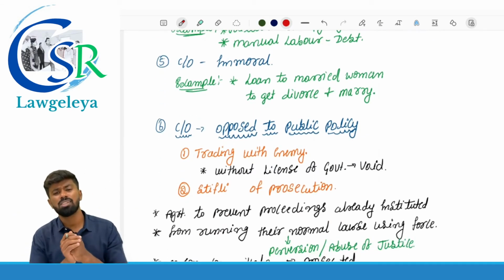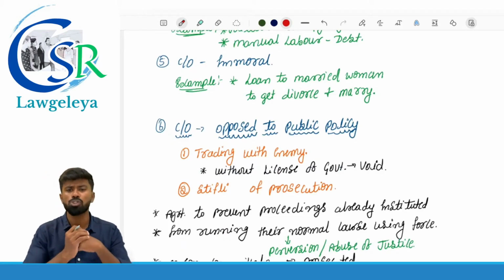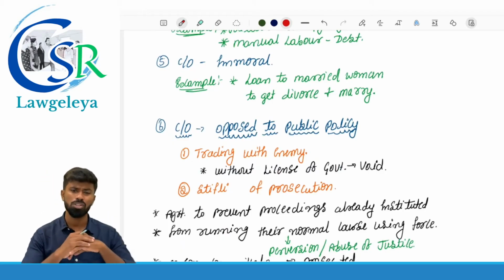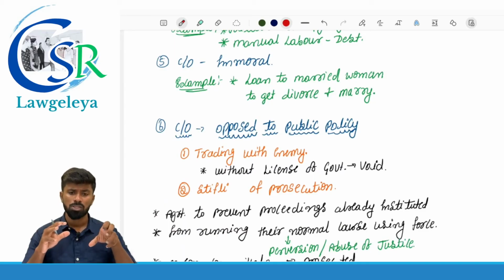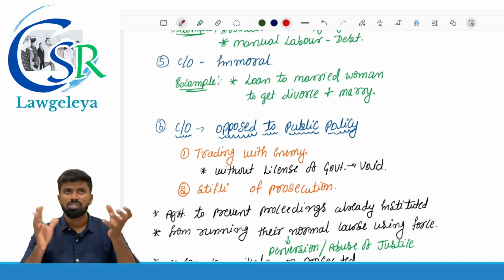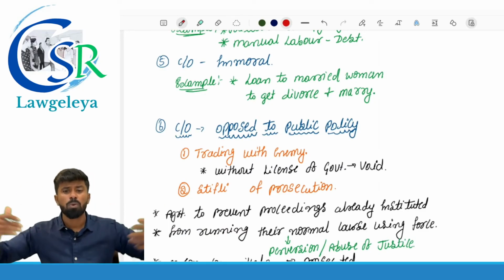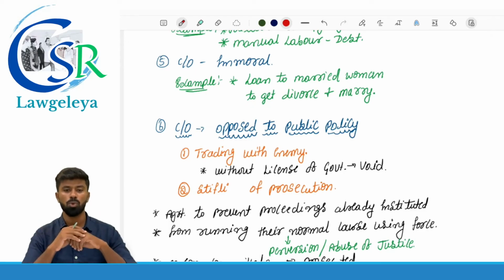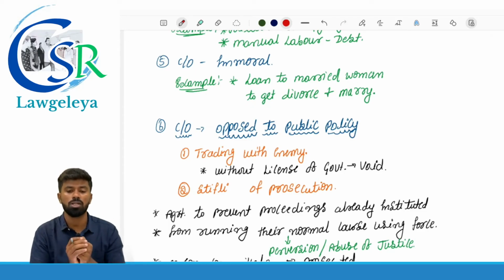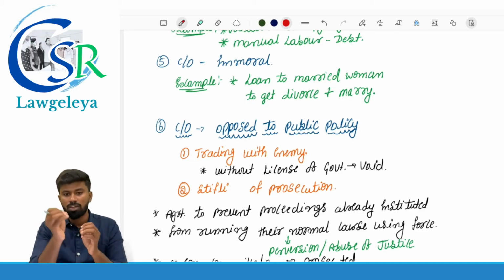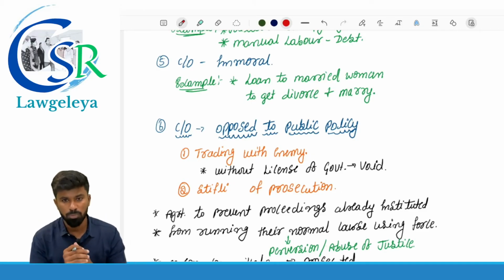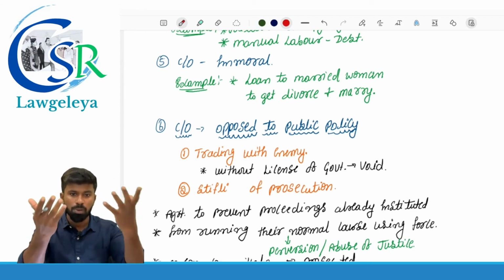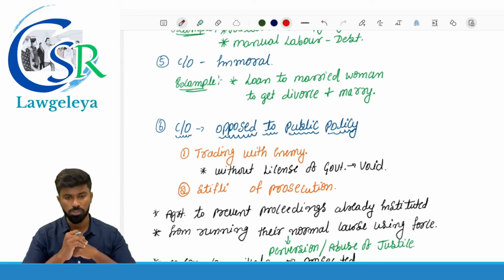Next one, consideration or object opposed to public policy. Now, what is public policy, sir? The public policy is a concept which is developed by the court over a period of time. And this concept of public policy is based on what? Precedents, the judgments of the court. There is no specific provision in the Indian Contract Act. These are based on what? Judgments. Anything which is in favor of the public is called in favor of public policy. Anything which is against the public good is called opposed to public policy.